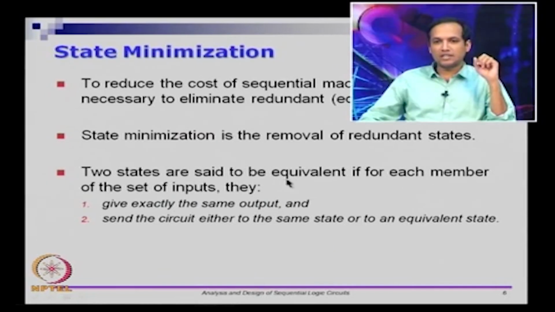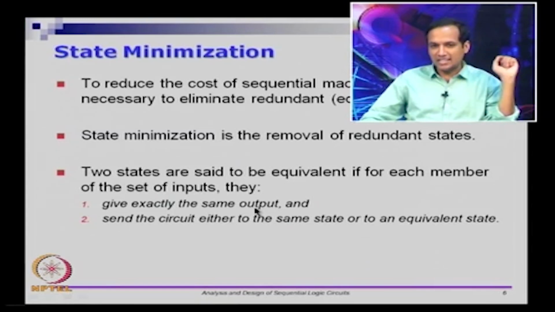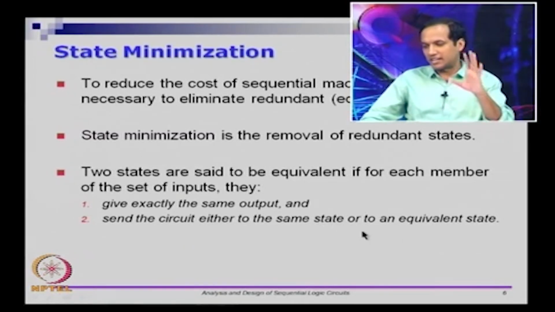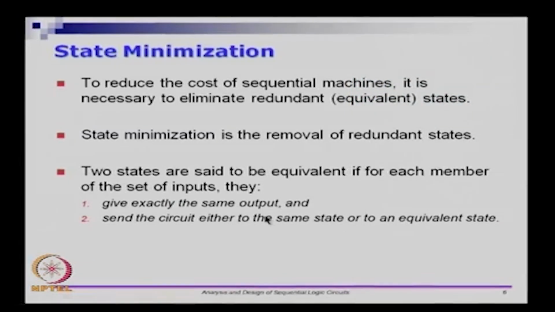2 states are said to be equivalent in a single state machine if for each member of the set of inputs they give exactly the same output and send the circuit either to the same state or to an equivalent state. This is a loaded definition, but we will see an example in the next slide, which will make it clear. So let us consider this state machine here.